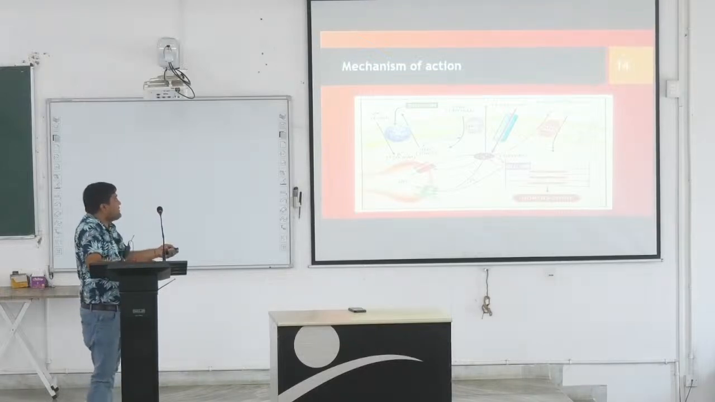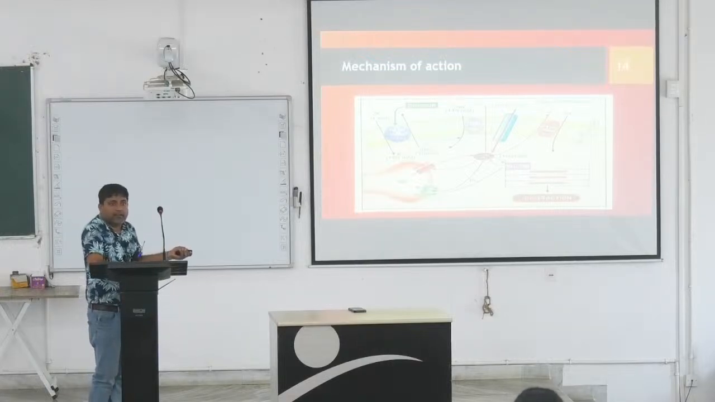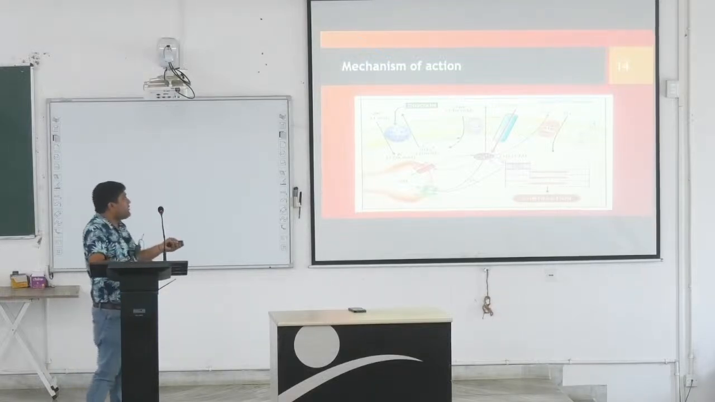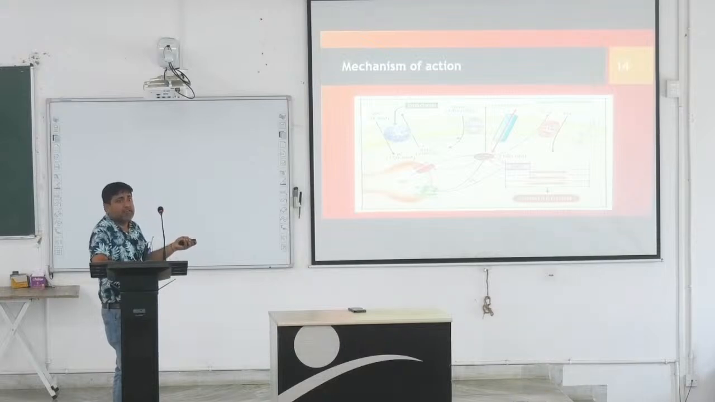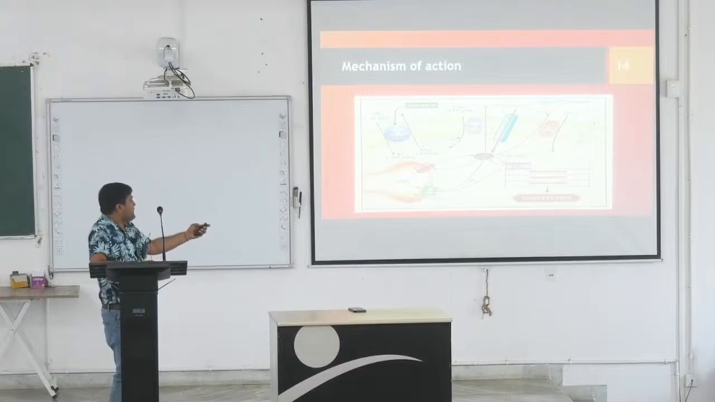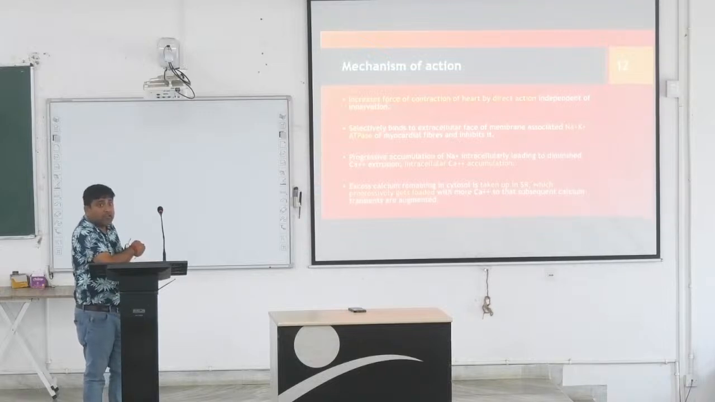Now this excess calcium is taken up by the sarcoplasmic reticulum, and calcium loading in the sarcoplasmic reticulum increases. We all know that calcium plays a major role in myocardial contractility by action on troponin C on the myocardial fiber. So myocardial contractility increases because of increased calcium concentration in the cytosol of the myocardial fiber. It increases the force of contraction of the heart by direct action, independent of innervation.